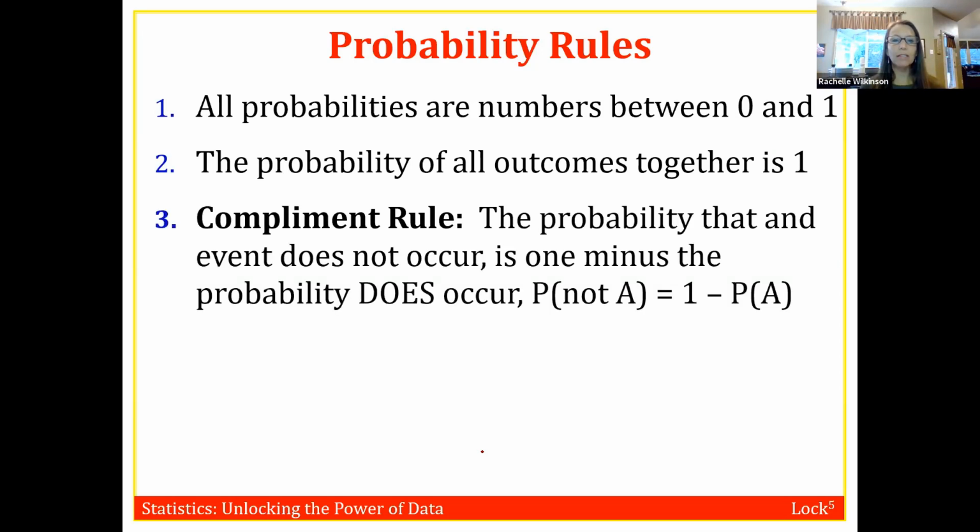The next rule is called the complement rule, and it says that the probability that an event does not occur is 1 minus the probability that it does occur. So if I want to know the probability that A does not happen, I can just take 1 minus the probability that it does happen.